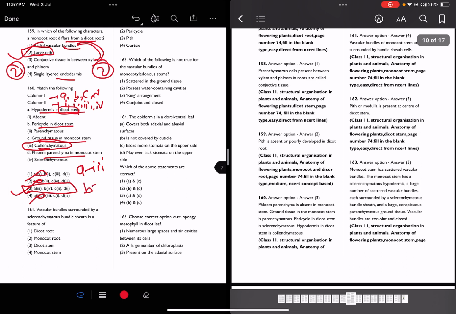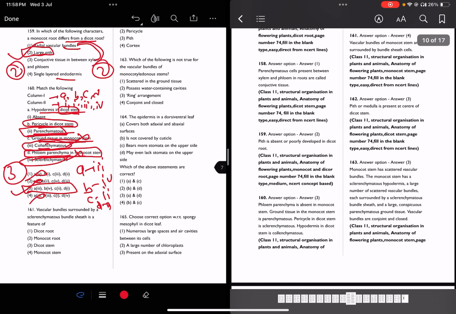Next, B. What is the pericycle in dicot stem? Pericycle is sclerenchymatous. So B is 4. Then C: which is the ground tissue in the monocot stem? Monocot stem ground tissue is parenchymatous, so C is 2. Then phloem parenchyma in monocot stem: there is no phloem parenchyma in monocot stem, so the answer is 1. So option 3 is our answer.